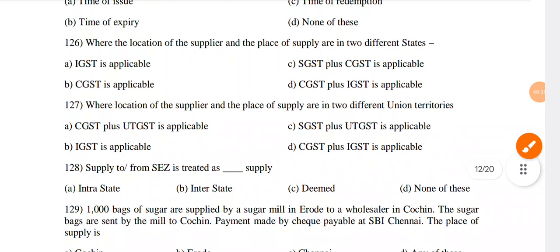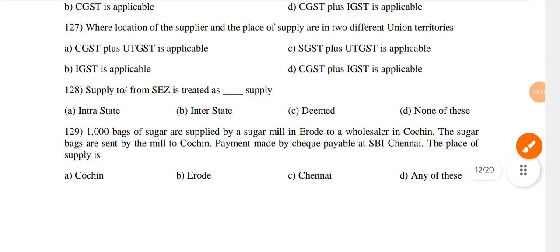Next question, where the location of the supplier and the place of the supply are in two different states. Option A, IGST is applicable. B, CGST is applicable. C, SGST plus CGST is applicable. And D, CGST plus IGST is applicable. The correct option is A.